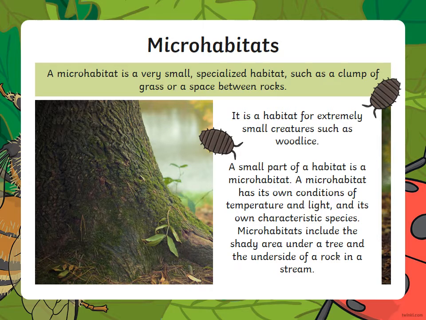Let us know what microhabitats are. A microhabitat is a very small, specialized habitat such as a clump of grass or a space between rocks. It is a habitat for extremely small creatures such as woodlice. A small part of a habitat is a microhabitat. A microhabitat has its own conditions of temperature and light and its own characteristic species. Microhabitats include the shady area under a tree and the underside of a rock in a stream.